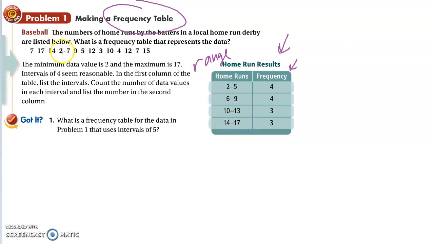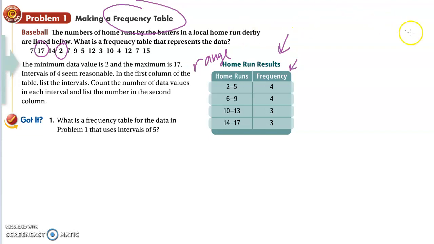So we're going to look at this data, and the first thing we want to figure out is what is an appropriate range that we should pick. The smallest number of home runs that somebody hit was 2, and the largest number was 17. So if we count the numbers between 2 and 17, you can use your fingers. 2, 3, 4, 5, 6, 7, 8, 9, 10, 11, 12, 13, 14, 15, 16, 17.